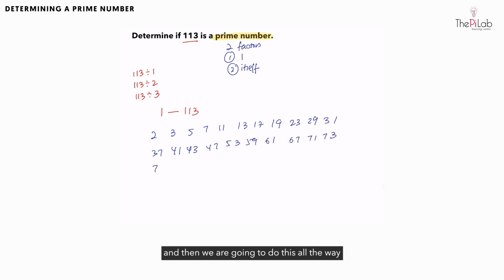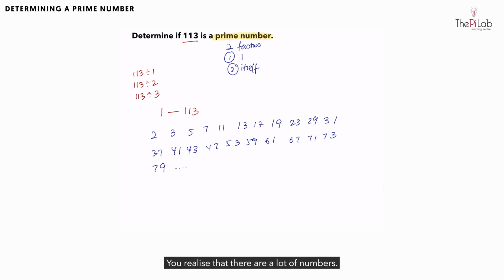And if we're going to do this all the way to 100 and something, you realize that there are a lot of numbers. There's still one more step, which is to take 113 and divide it by 2, divide by 3, 5, 7, 11, 13, and so on and so forth. Now, how do we know that 113 is going to be a prime number? If 113 is going to be a prime number, it means that it shouldn't be divisible by any of the prime numbers listed here. But this method is still not the right method.